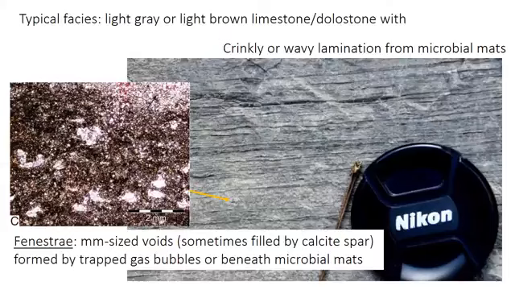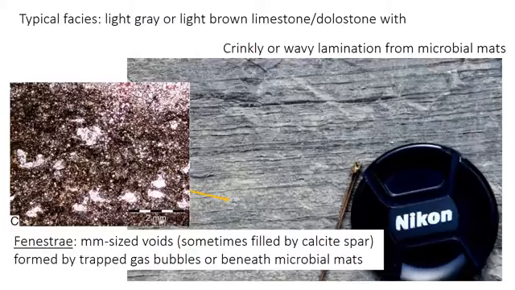Peritidal facies are generally pretty recognizable in outcrop. They're typically light gray or light brown limestones, or often dolostones. Usually they're lime mudstone or very fine grained. They have these thin, crinkly or wavy laminations that probably represent the wrinkled surface of microbial mats growing on the tidal flat. There may be these millimeter scale oval-shaped voids, possibly filled with calcite spar, which are called fenestrae, which is the Latin word for window. They're little tiny windows in the rock, these clear calcite ovals.